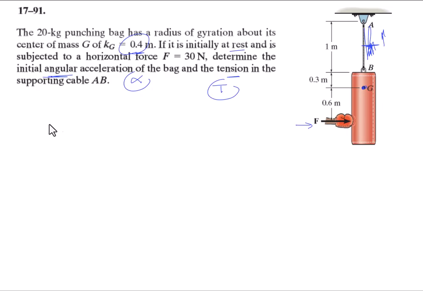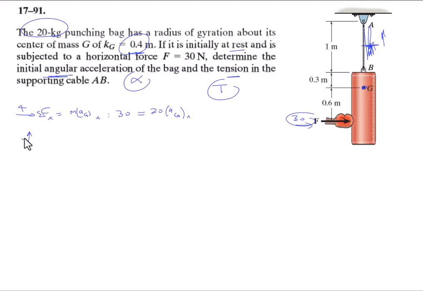This is general plane motion. So we'll start with the summation of forces in the x direction. The summation of Fx is equal to m times a of the center of mass in the x direction. So we have the 30 here, 30 in the positive direction, and that's the only thing. The mass of the punching bag is 20, times aG in the x direction. So that's one equation, one unknown.